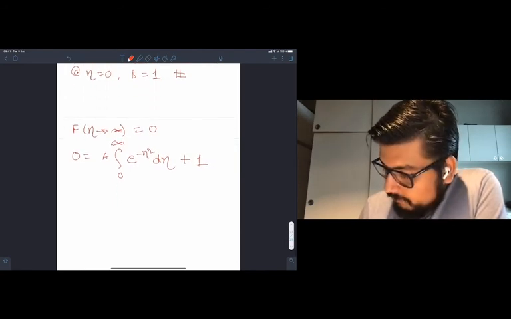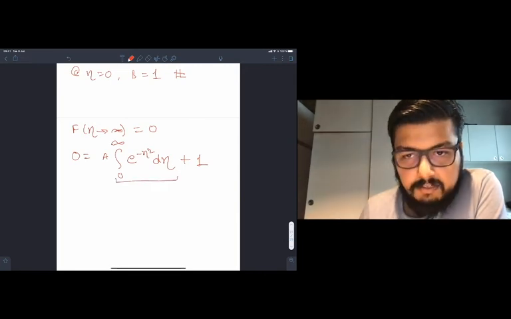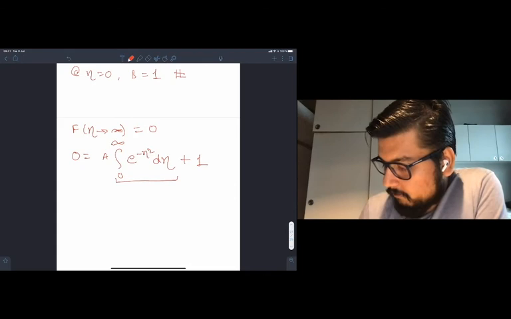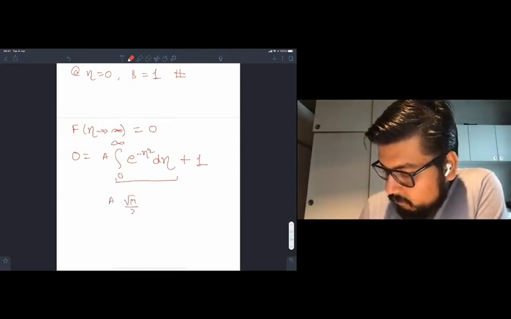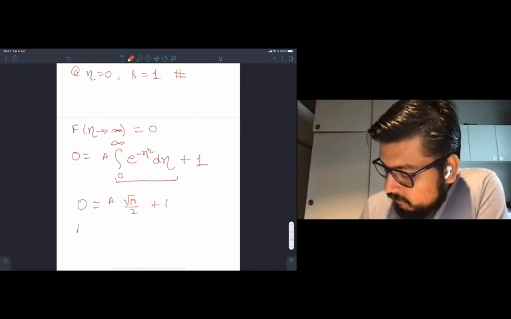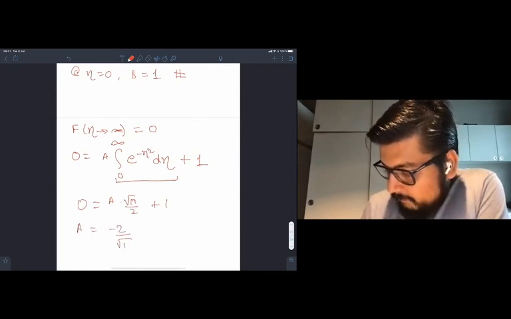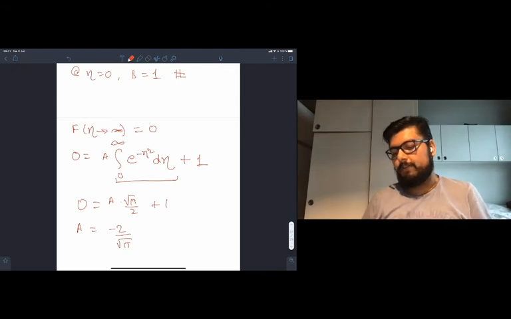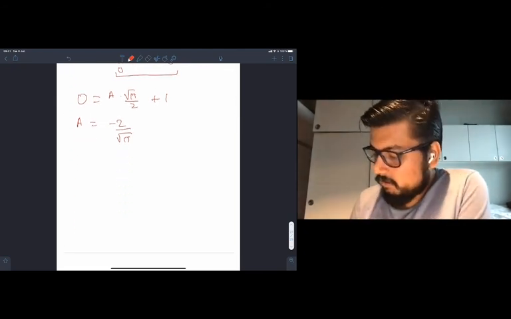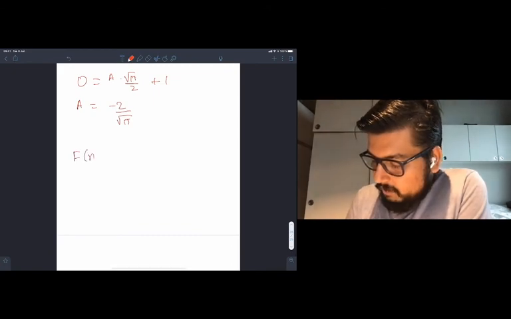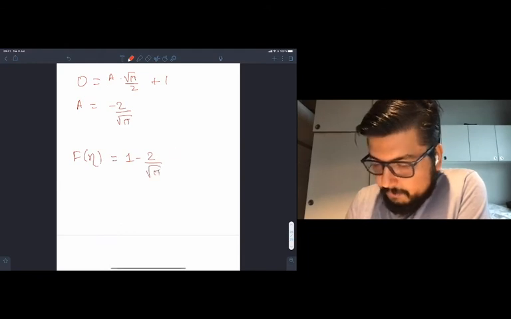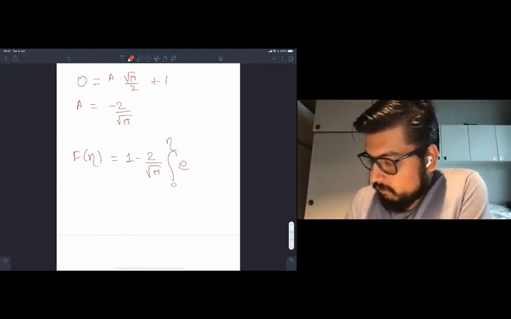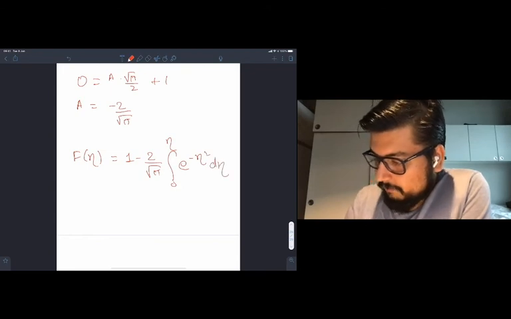And you may recognize this function as some sort of error function. For integration from 0 to infinity, I will get a times square root pi by 2 plus 1, and if this is 0, then a is nothing but minus 2 by root pi. So if we plug the values of a and b into our equation, then we get the final form of f eta, which is nothing but 1 minus 2 by root pi integration 0 to eta e to the power minus eta square d eta.